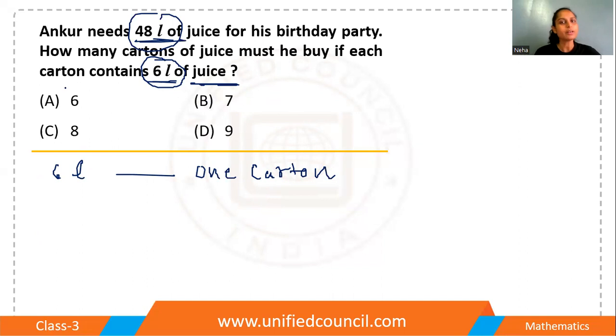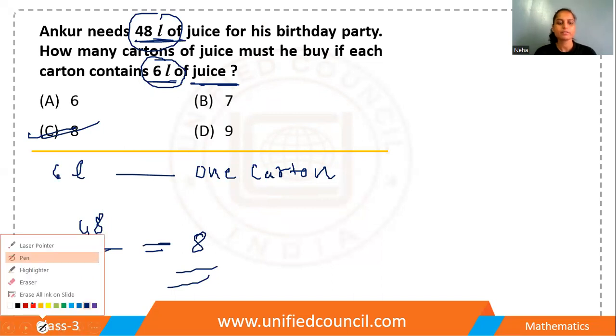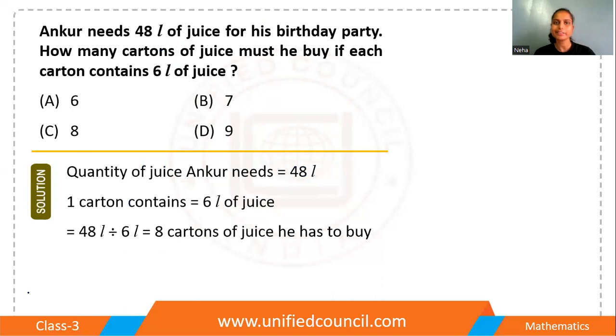Yes, you have to do the division there. That means 48 divided by 6, which is equal to 8. So 8 cartons, option C is the right answer. Let me show you the detailed solution of the question. 8 is the right answer. Perfect.